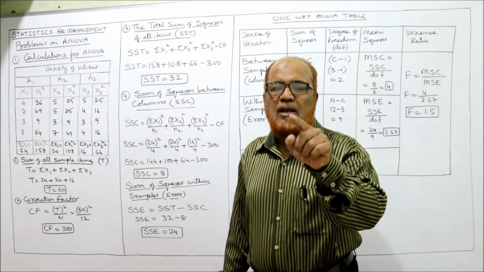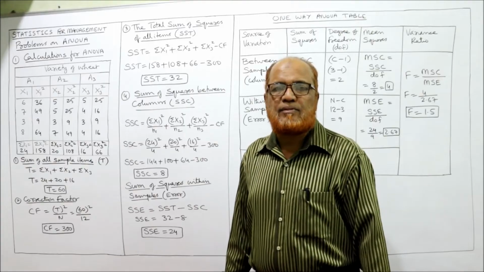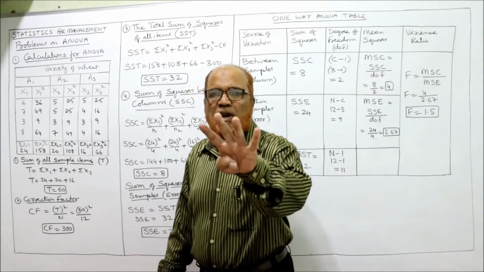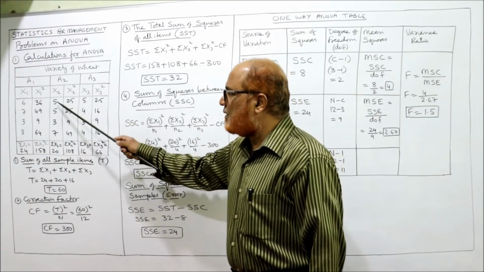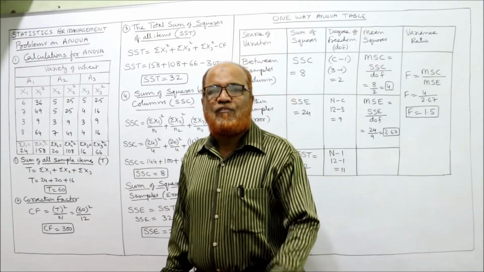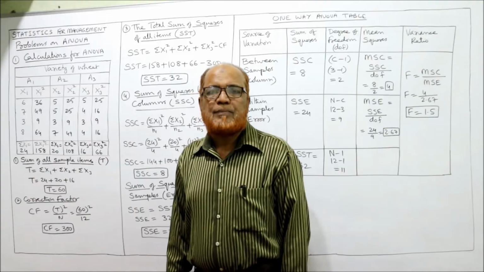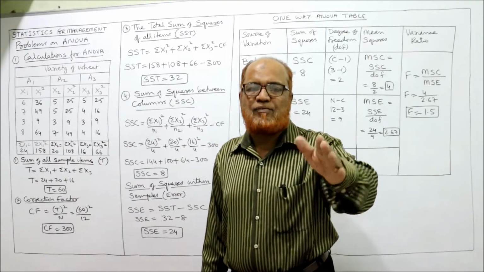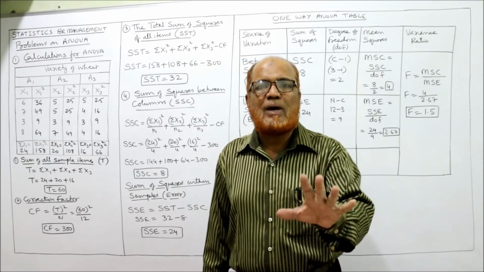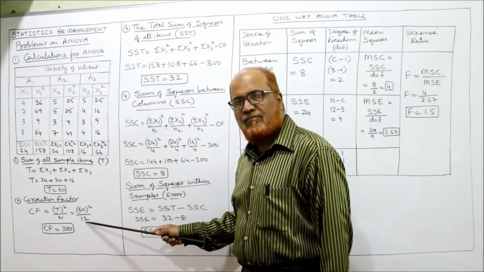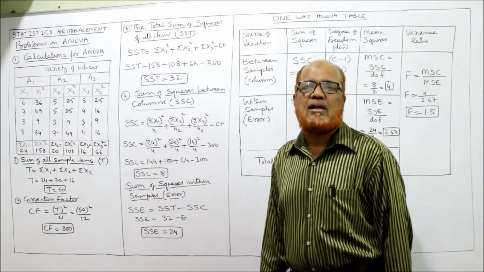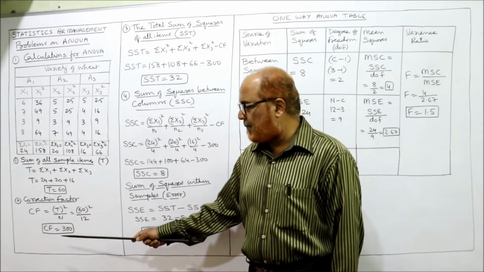N stands for the number of items in all the samples. In the first sample, how many items are there? 1, 2, 3, 4. Four items. Second sample, 1, 2, 3, 4. Third sample, 1, 2, 3, 4. So 4 items in each sample, and 4 times 3 is 12. Totally 12 items, so N is equal to 12. Now 60 whole square divided by 12, you will get 300. What is this 300? CF, the correction factor.